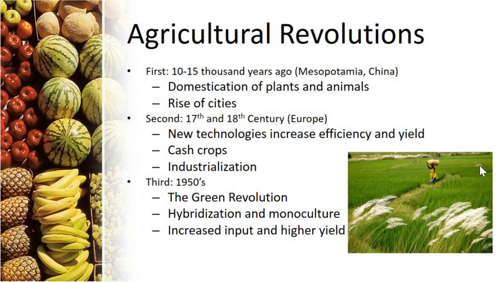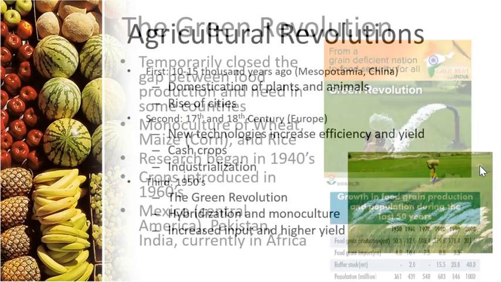All right, now the third agricultural revolution is called the Green Revolution, and this is what you see today. Modern farming is a result of this third agricultural revolution, and we see hybridization to make hardier and more productive crops, and we also see a switch to monoculture. Once we find something that grows really well in an area, that's all we're going to grow. Now, the good side is the higher yield. The downside is increased inputs, right? And we're going to talk about that in just a second.